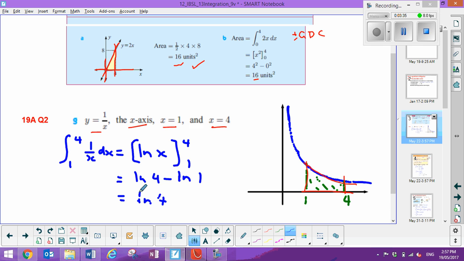Our pens didn't work here before. So there's our ln of 4 because ln of 1 equals 0. Hopefully you know or remember that. So that you should be able to do without a calculator at all. That gives you the exact answer. If you want a rounded answer, then you're using your GDC.